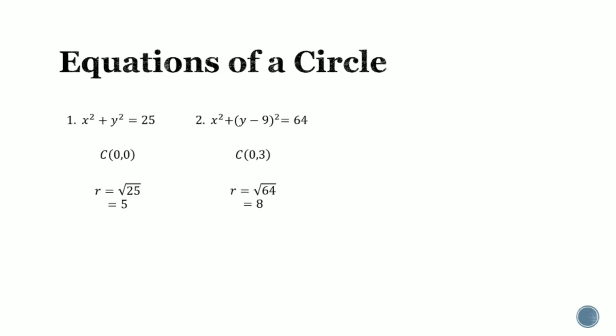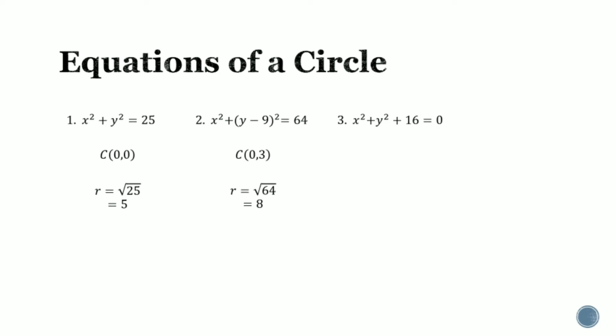This time we are going to identify an equation of a circle. The first equation is x^2 + y^2 = 25. This equation is a circle with the center at the origin and the radius of 5, which is the square root of 25. The second equation is x^2 + (y - 9)^2 = 64. This equation is also a circle with the center at the point (0, 3) and a radius of 8.